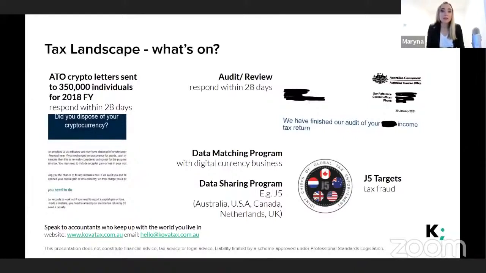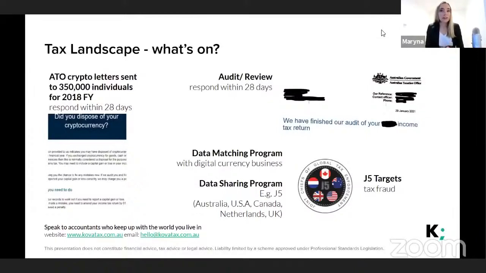The ATO also does audits and reviews, and we've seen some. A review is sort of like a shorter audit where they can review a particular item, let's say only capital gains on your tax return. An audit is higher scope, and that may involve a full audit of each item of your tax return. If you receive this letter from the ATO, you will have to respond to them within 28 days.